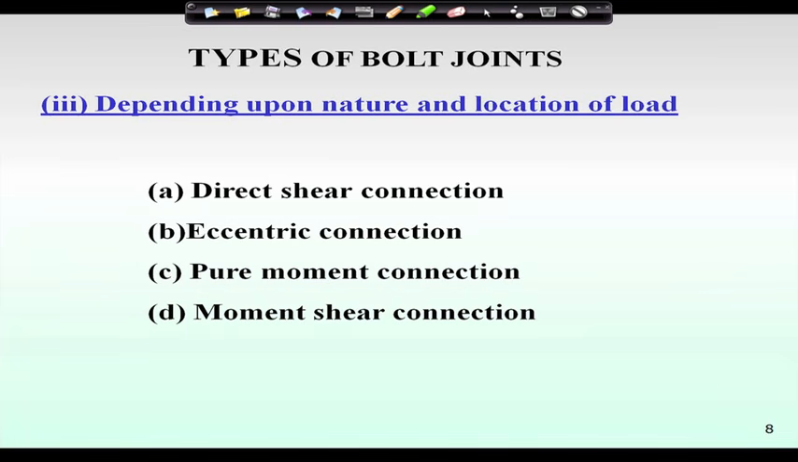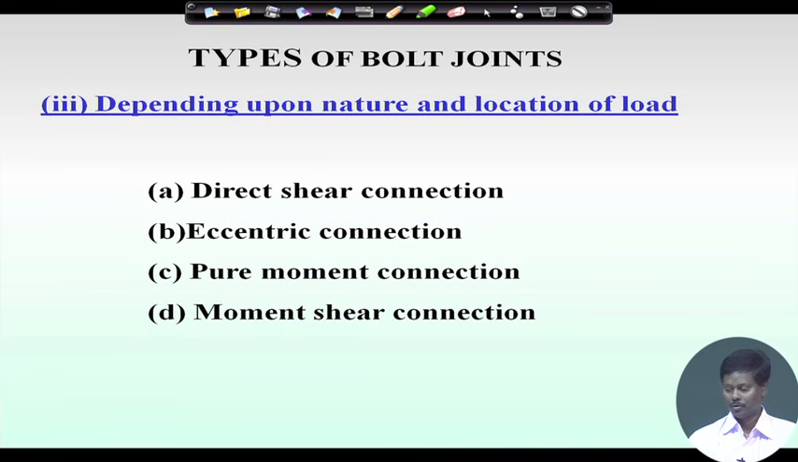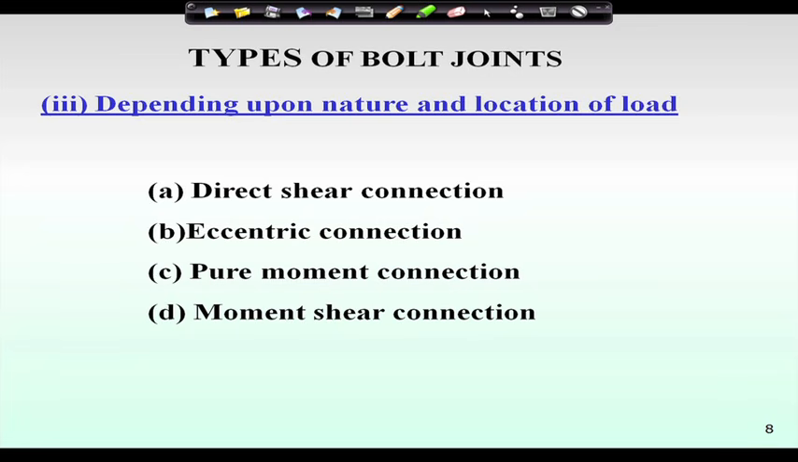Now, depending upon the nature and location of load, we also can find out different types of connections like direct shear connection, eccentric connection, pure moment connection and moment shear connection. So, 4 types of connections we can see depending upon the nature and location of load. Let us see how it looks. Say for example, direct shear connection.